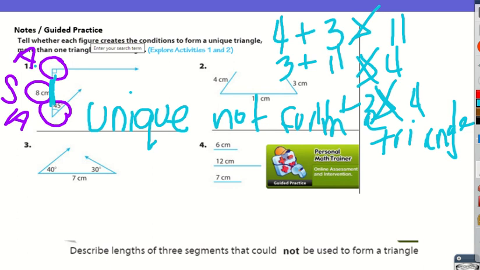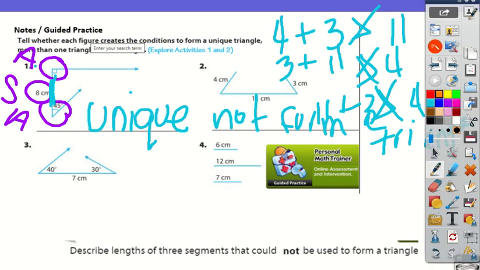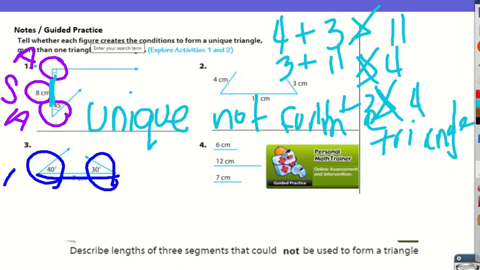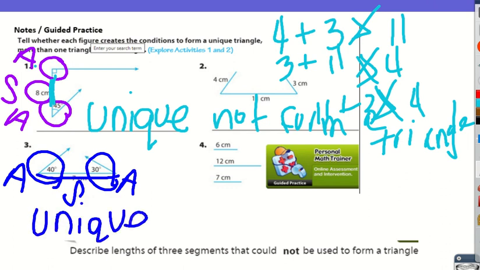All right, look down here. Number 3, you have, I like that color. Why have we never used that? Okay, so we have an angle, a side, and another angle. So angle, side, angle. And so that fits the condition. So again, you have a unique triangle.